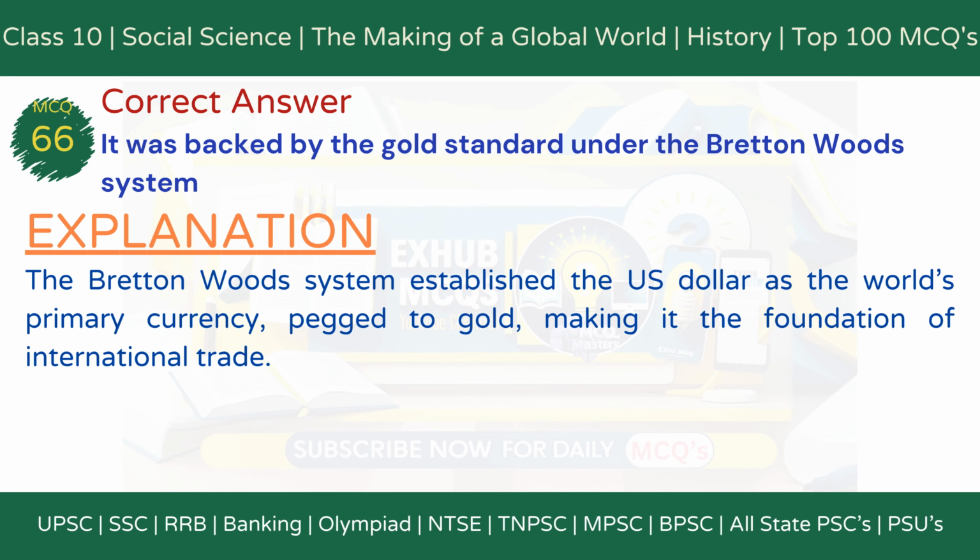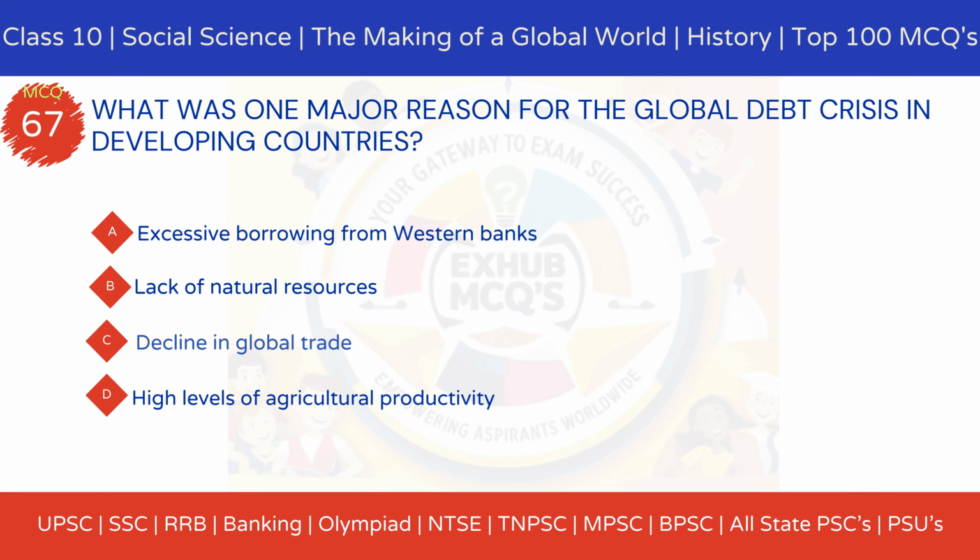The correct answer is option A. It was backed by the gold standard under the Bretton Woods system. Explanation. The Bretton Woods system established the US dollar as the world's primary currency, pegged to gold, making it the foundation of international trade. MC 67. What was one major reason for the global debt crisis in developing countries?